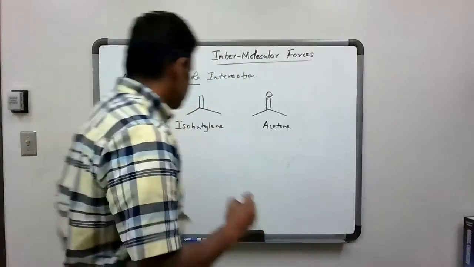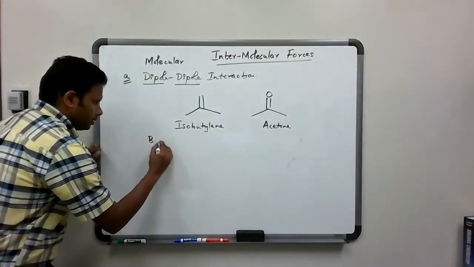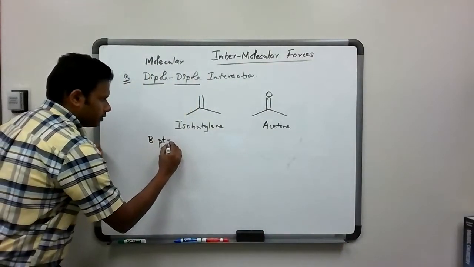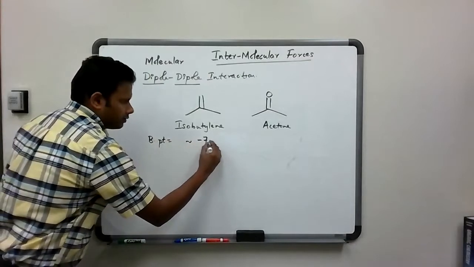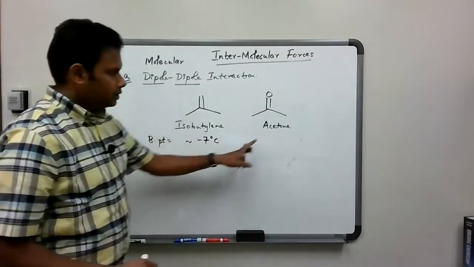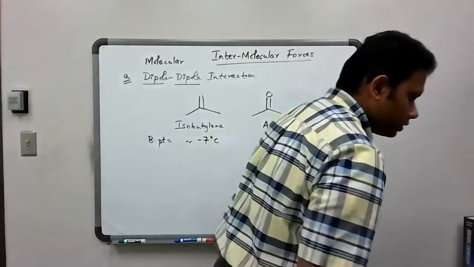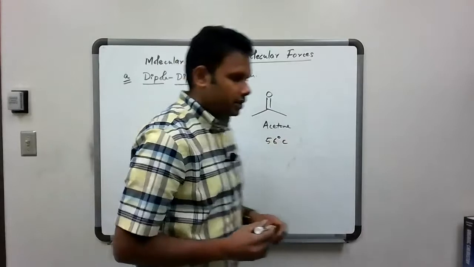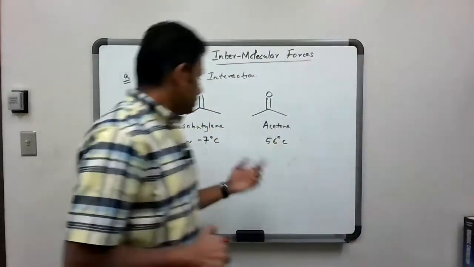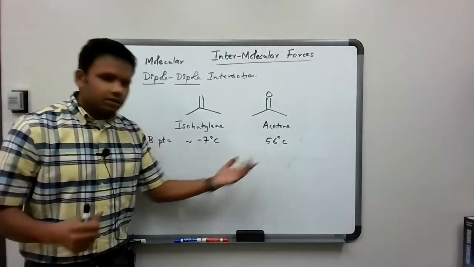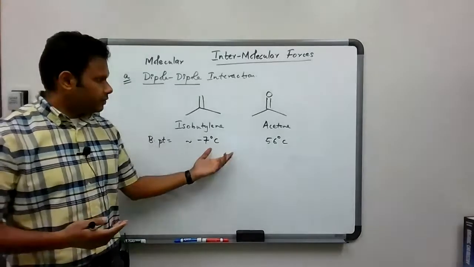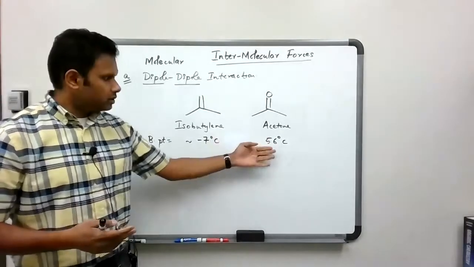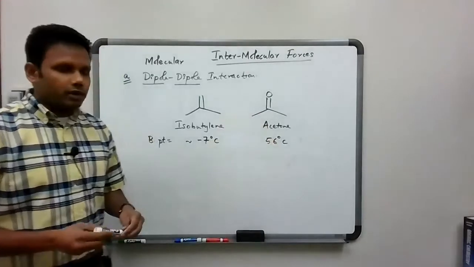Isobutylene has a boiling point of -7 degrees Celsius. Acetone's boiling point is 56 degrees Celsius. Okay, so as you can notice, there's about a 60-degree difference in their boiling points. This is about 60 degrees higher boiling.